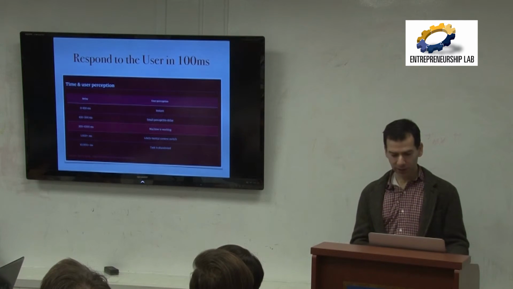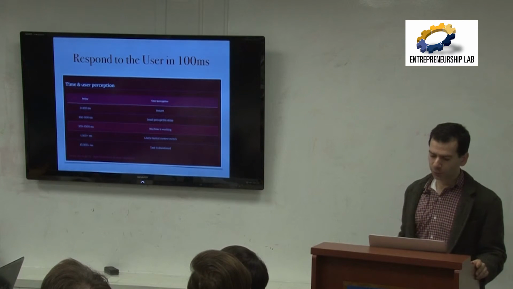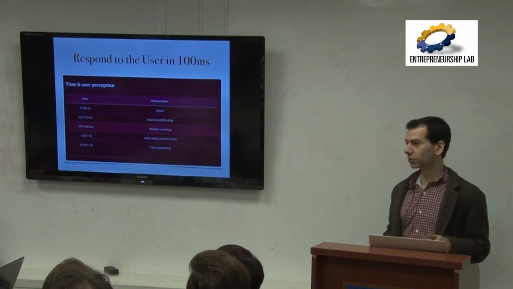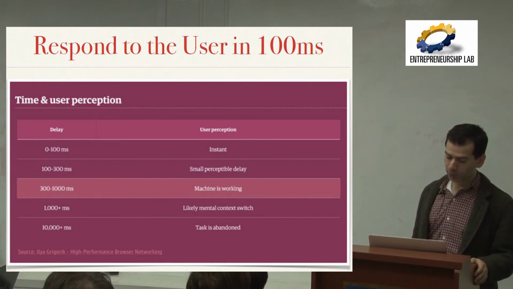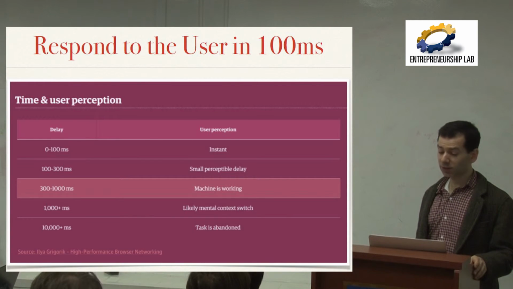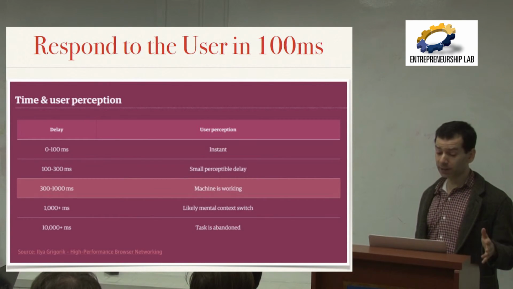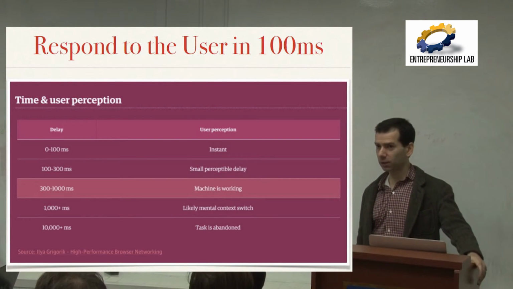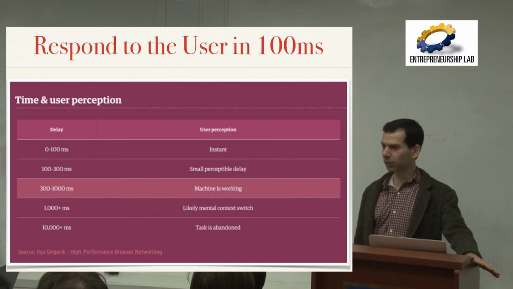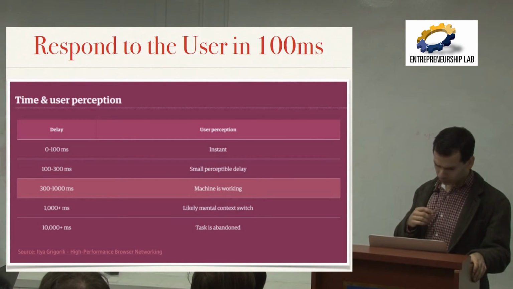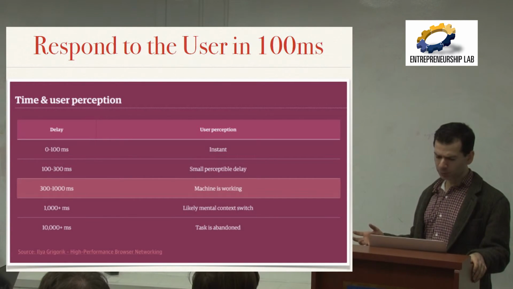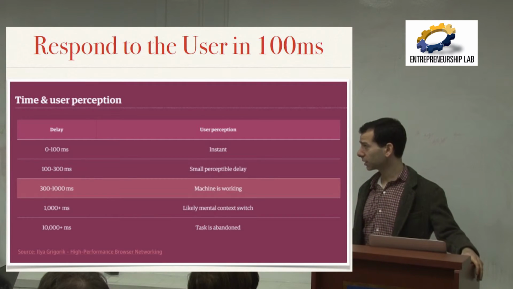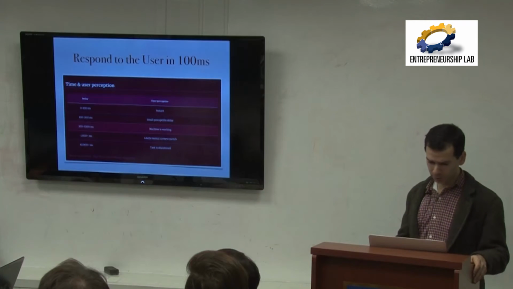So I'm going to jump to guidelines. You want to respond to the user in 100 milliseconds. This was a nice chart showing that if you respond in under 100 milliseconds, the user's going to think that your response is pretty instant. 100 to 300 milliseconds, there's a small delay, so they might start getting the feeling that they're using a tool. Anything larger than that, and they're very aware that they're using something which is separate from them. And anything over 10 seconds, they're going to assume there's an error and just move on and use some other app or browser.